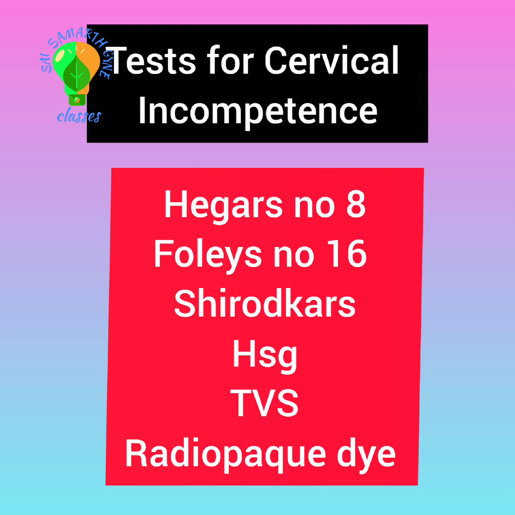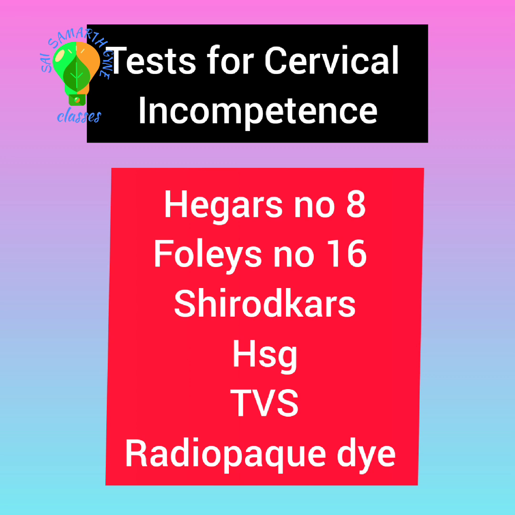So one is Hegar's number 8 dilator, when the patient is not pregnant, in the interval period. Number 8 Hegar going easily in and out. Foley's number 16 catheter, you insert in the cervix, inflate it with 2 cc of saline, and you can pull it out easily, no problem. Shirodkar's method is like you insert a uterine sound inside, and it will go in and out easily without any pain. Through hysterosalpingography, you will find cervical funneling.